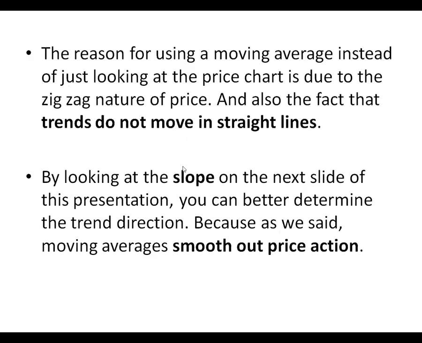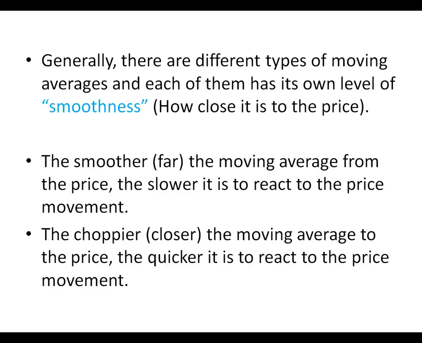So we'll be looking at that in detail. Get that in mind: when we say how smooth a candle or a moving average is, we're actually saying how close it is to the price, which is the candles. So if a moving average is far from the candles, what does it mean? And if it is close to the candles, what does it mean? We'll be looking at that, okay?